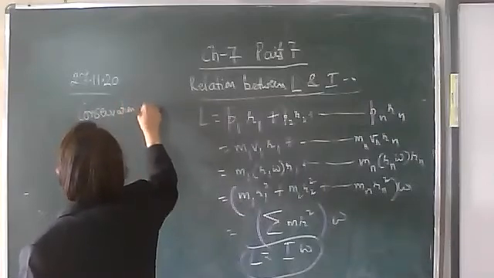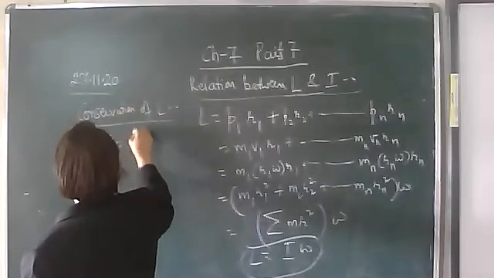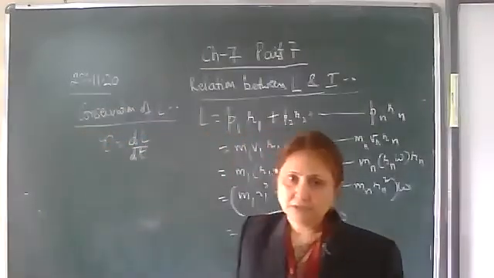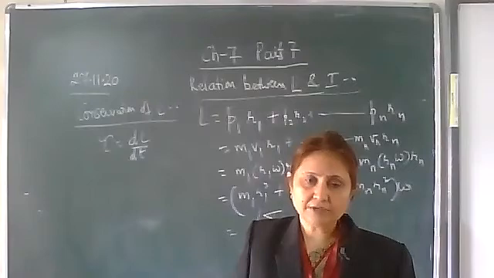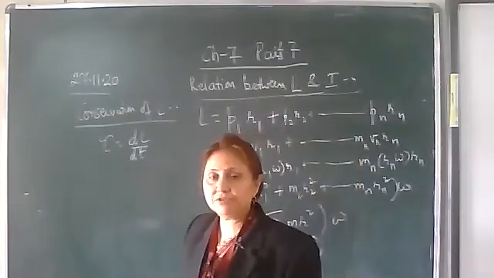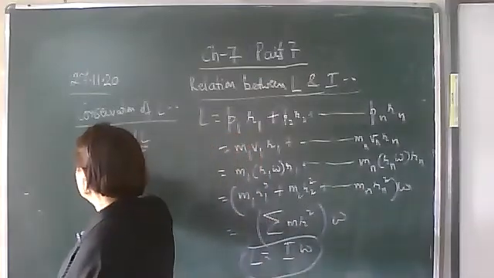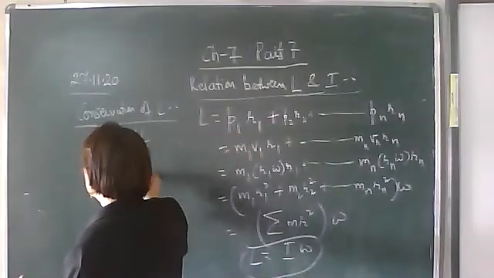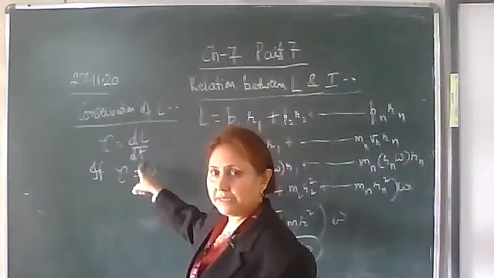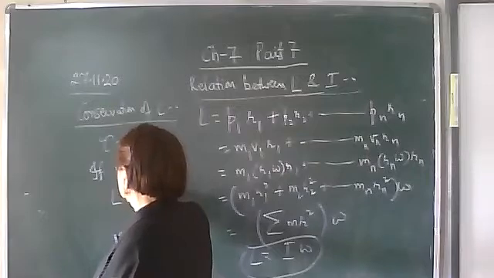Conservation of angular momentum. We know that tau is equal to dL by dt. Yesterday we derived this expression: L is equal to r cross p vector, differentiating both sides with respect to time, we get tau is equal to dL by dt. Now, what is conservation of angular momentum? If no external torque is acting on the system, that is dL by dt is 0. So, L is constant.